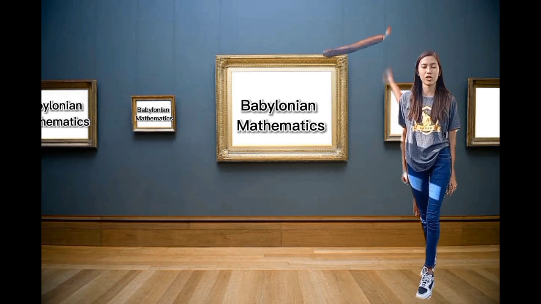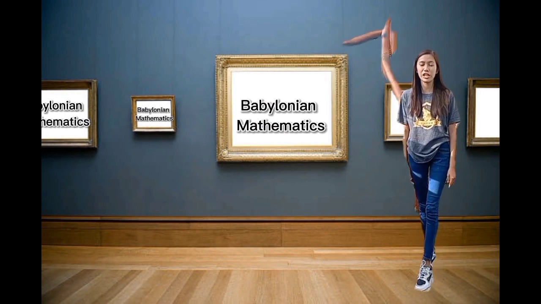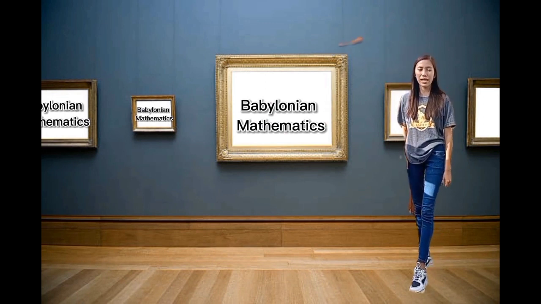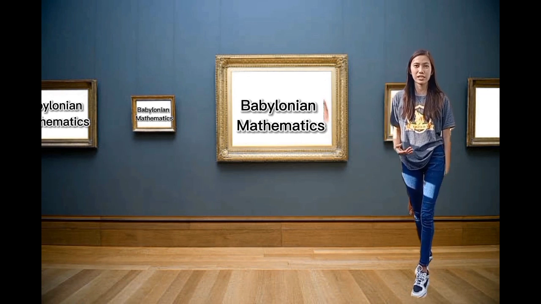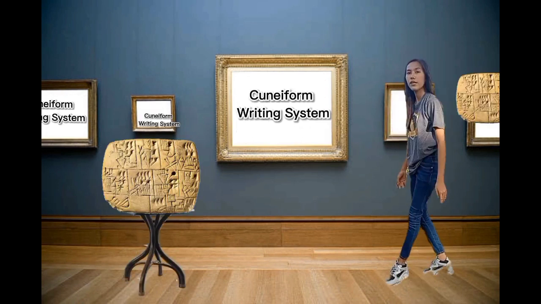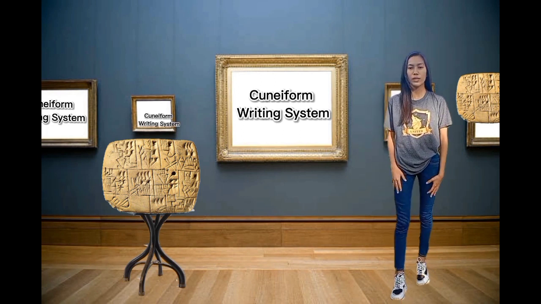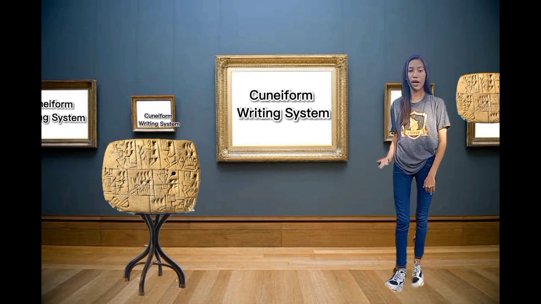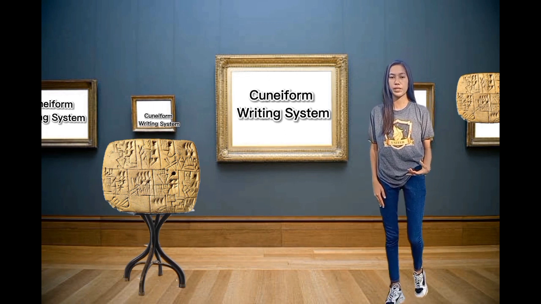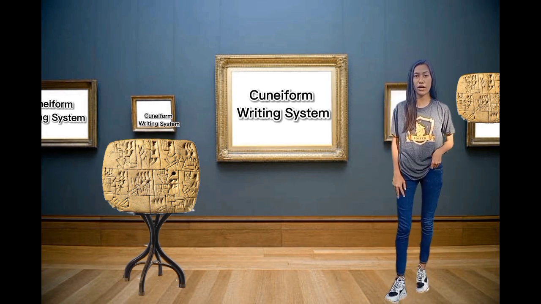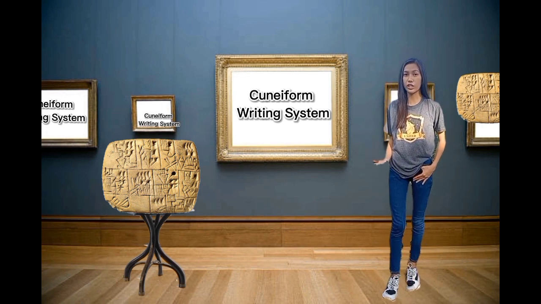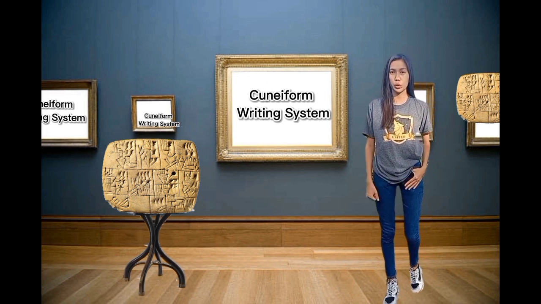Babylonian mathematics, also known as Assyro-Babylonian mathematics, is the mathematics developed or practiced by the people of Mesopotamia. The main contribution of the Sumerians and Babylonians was the development of writing with their cuneiform script, an advance that allowed record keeping and knowledge to be preserved and passed down through the generations.